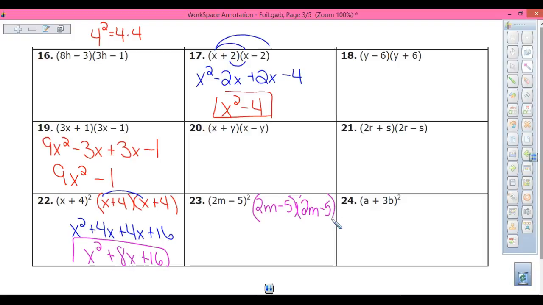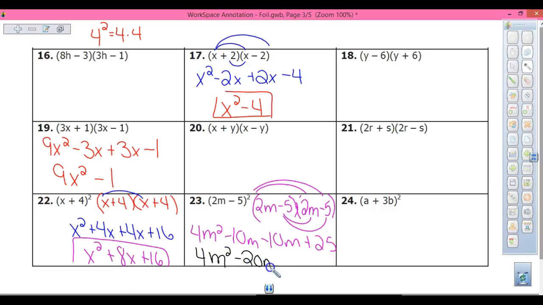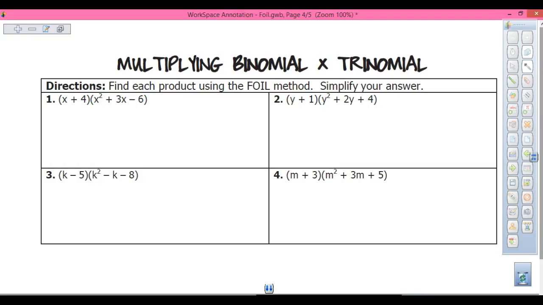Good. So here we have 4m squared minus 10m plus 25. There you go. Careful with that one. Okay. Combine the middle terms. 4m squared minus 20m plus 25. Thumbs up? Alright, one more thing I want to show you. And then we'll be okay.